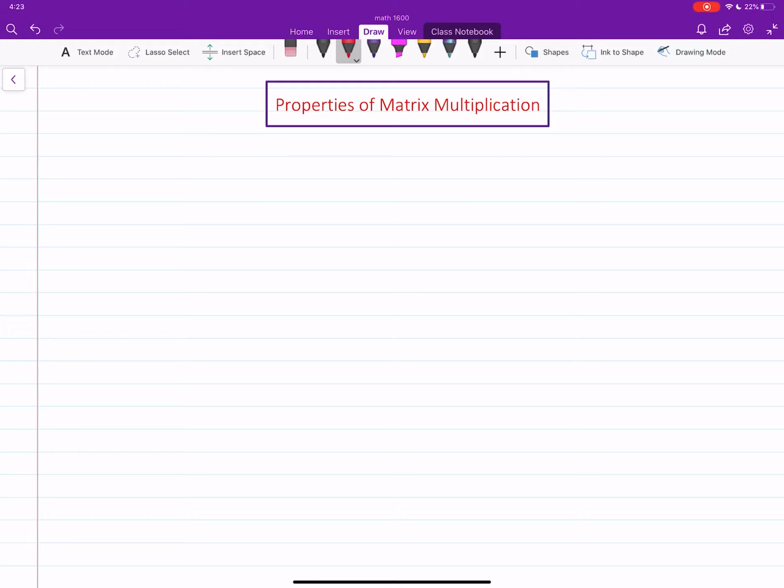Hi, in this video we will go through the properties of matrix multiplication. Well, the first fact about matrix multiplication is that matrix multiplication is not commutative.